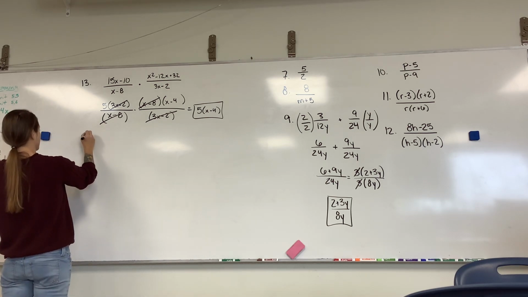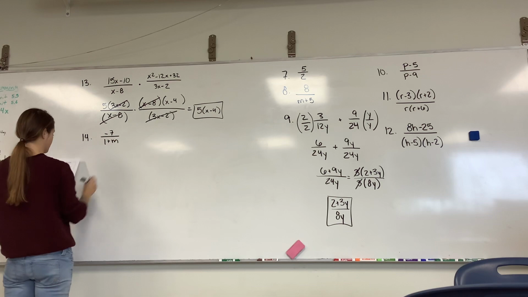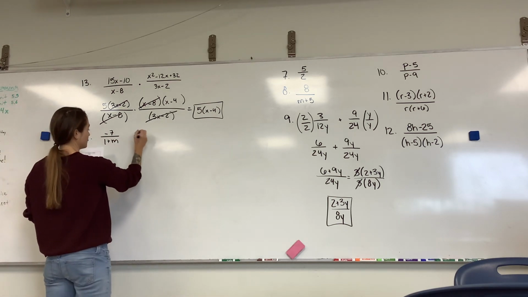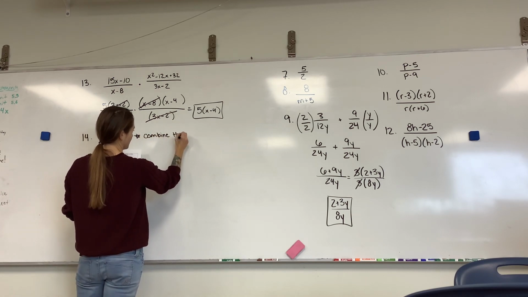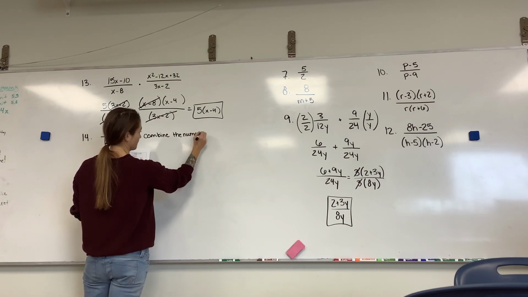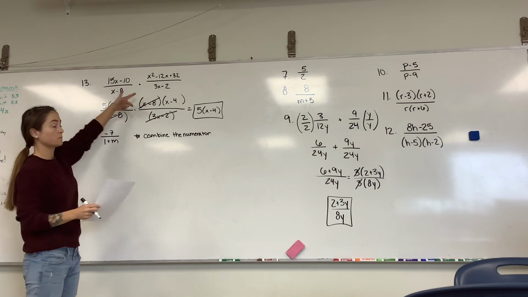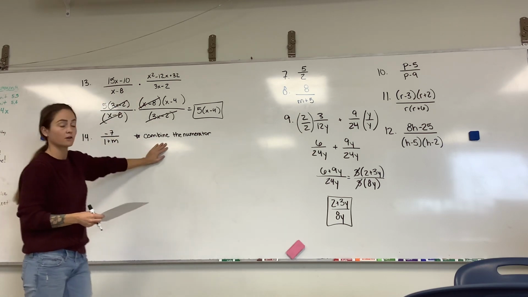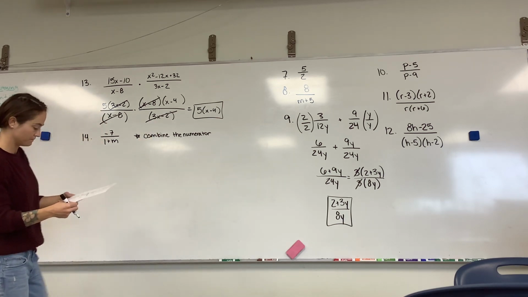Okay, number 14, you should end up with a negative 7 over 1 plus m. The key here is that you need to combine the numerator before you're allowed to do the multiplying by the reciprocal of what the denominator is, because the numerator in this problem is two different terms. So you need to find a common denominator and combine those before you're allowed to do that.